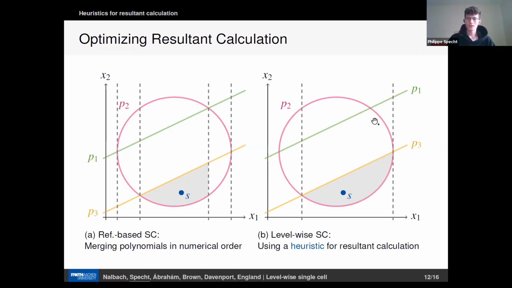And exemplary, we can explain this by saying that we can omit the resultant between P1 and P2 because their intersection is uninteresting to us, because neither of them defines the upper bound. So they have roots above this upper bound, but neither of them is the bound. So if one of them would cut the bound, then it would be interesting to us, because then it would interfere with our cell. But since neither of them is the bound, we are sure that their intersection will always be outside of the cell.